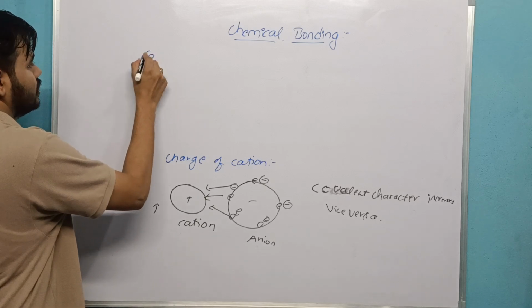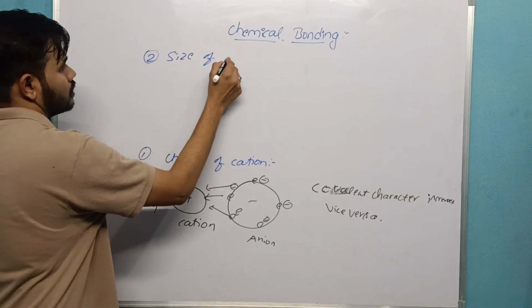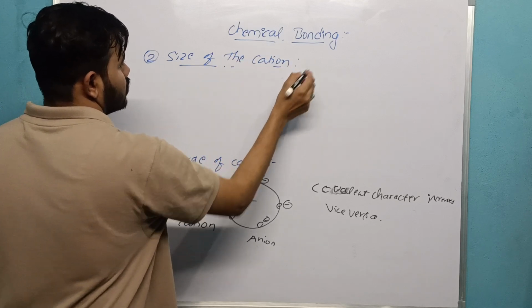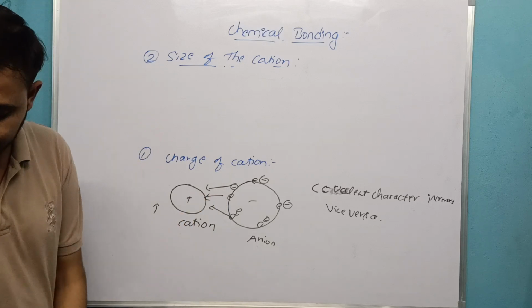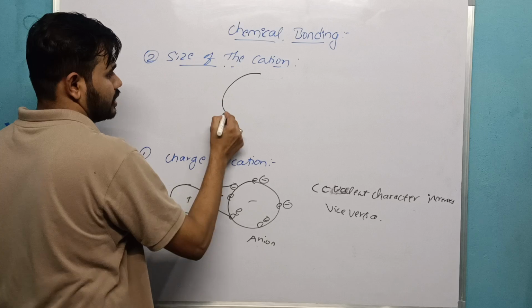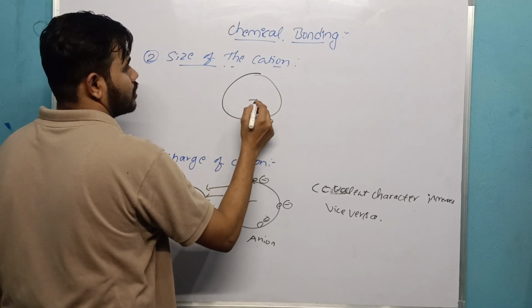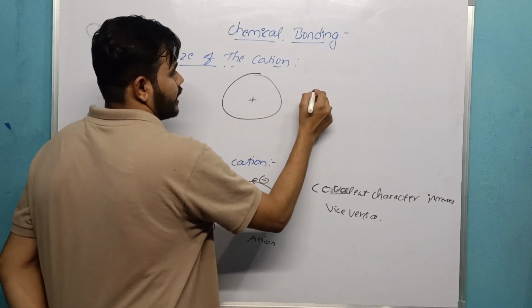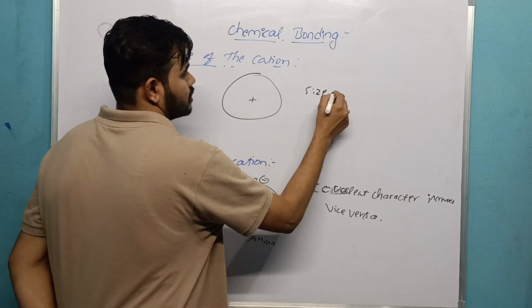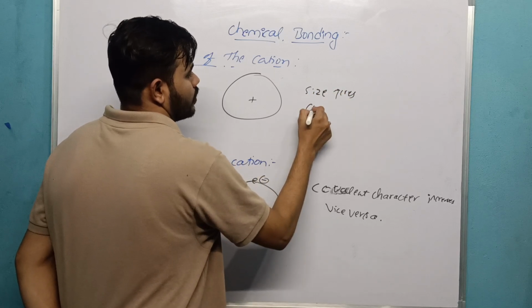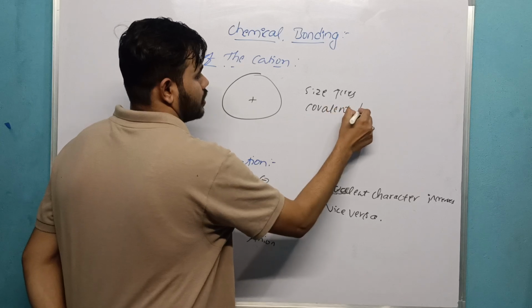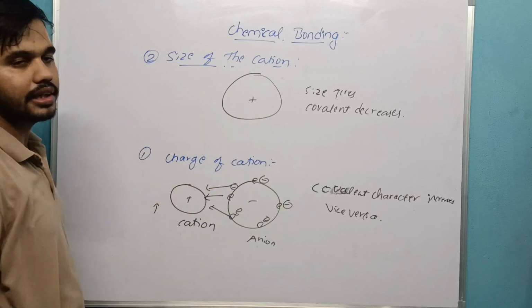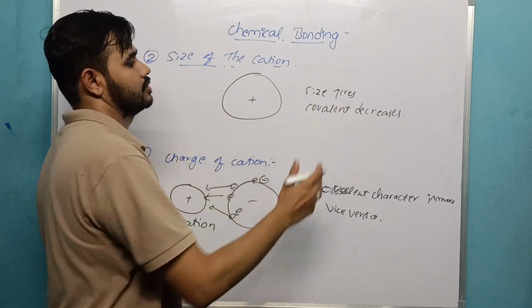Second one, size of the cation. If the size of the cation is big, it means covalent character decreases. You remember this point. If the size of the cation increases, covalent character decreases.